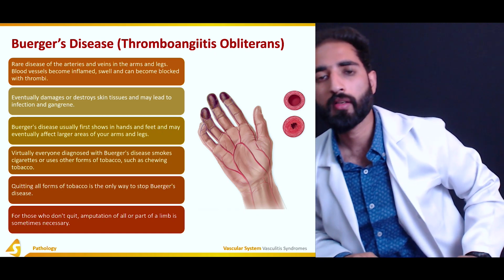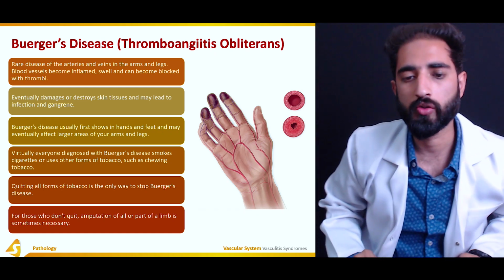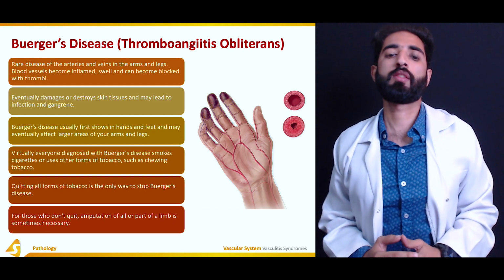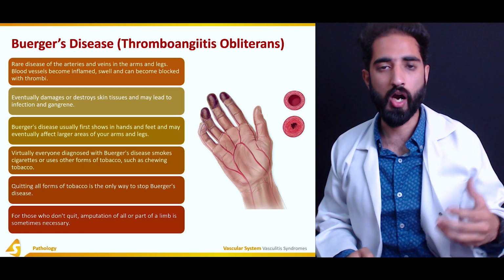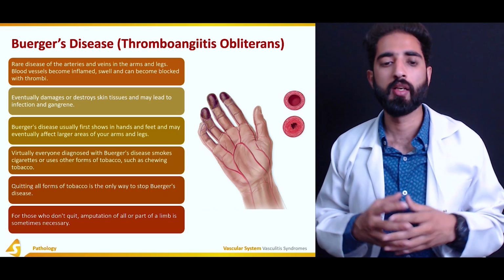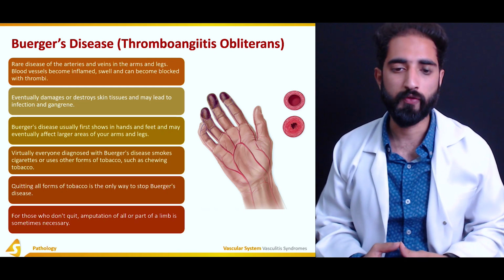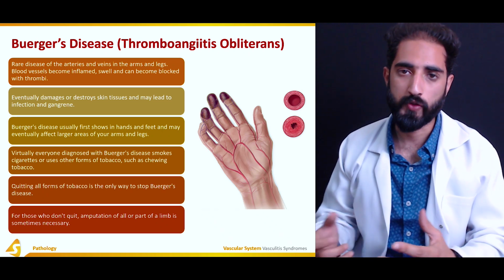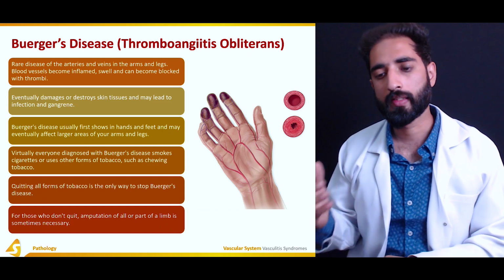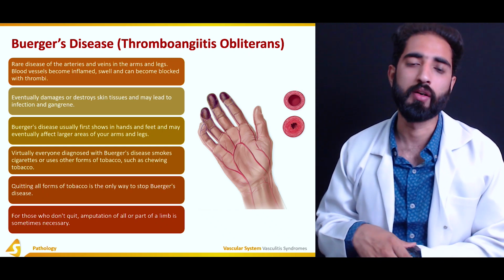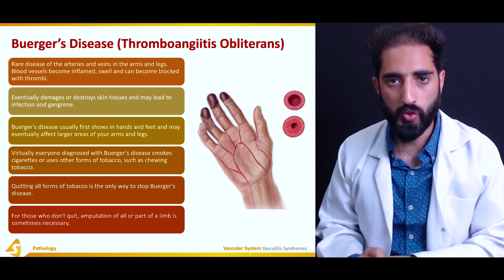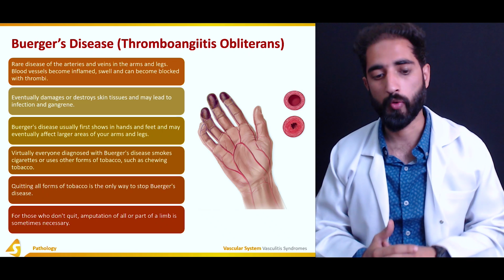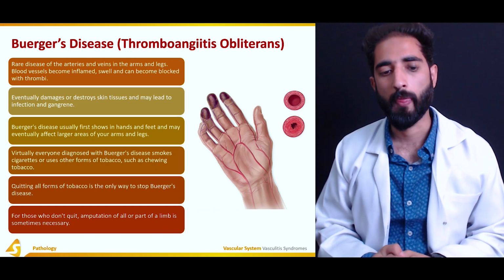Now, another one is Buerger's disease, also known as thromboangiitis obliterans. It is a rare disease of the arteries and veins in the arms and legs specifically, and in this condition, the blood vessels become inflamed, swell, and can become blocked with thrombus formation. Eventually, this leads to damage or destruction of the skin tissues and may lead to infection and gangrene, and sometimes amputation may also be required.